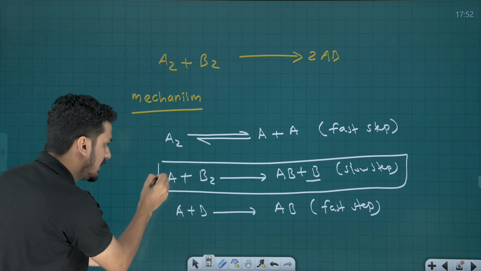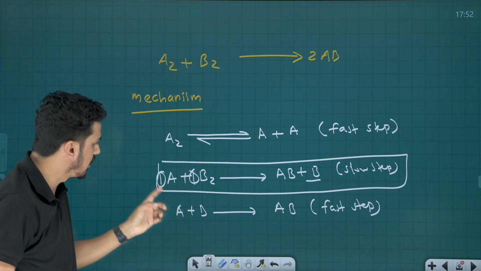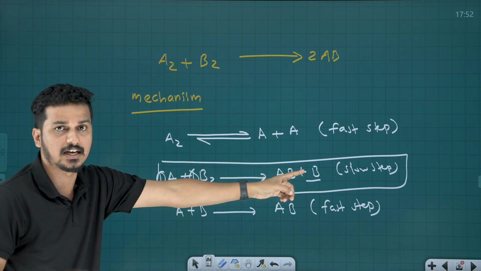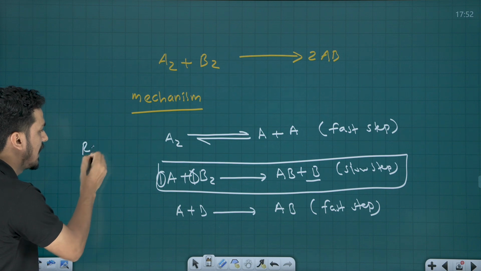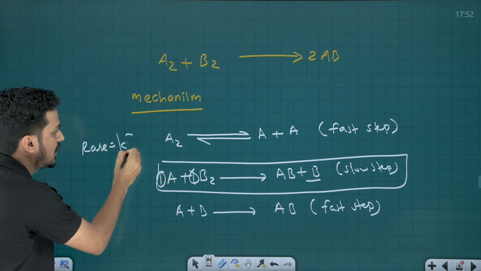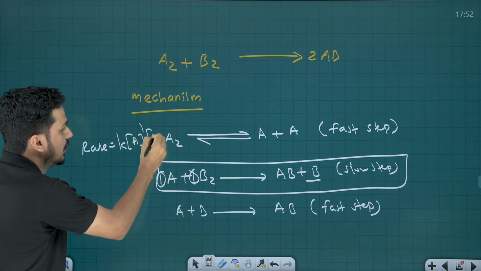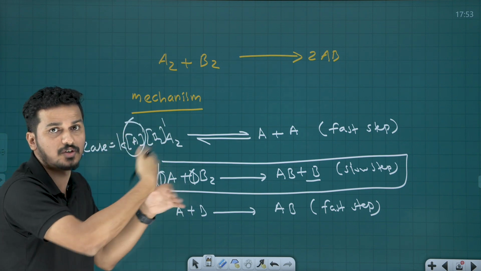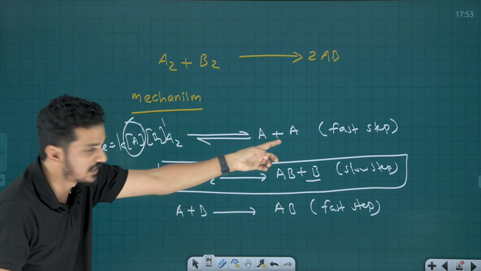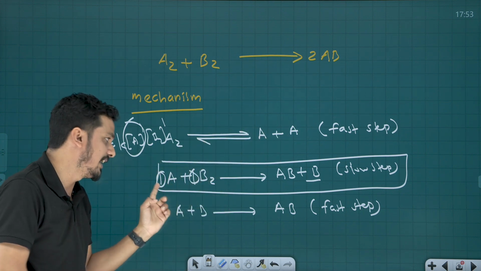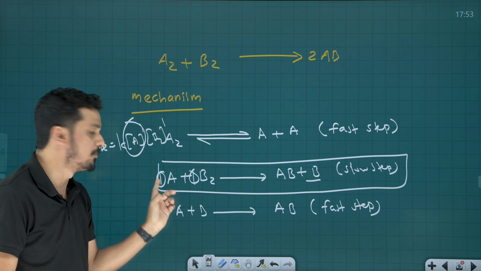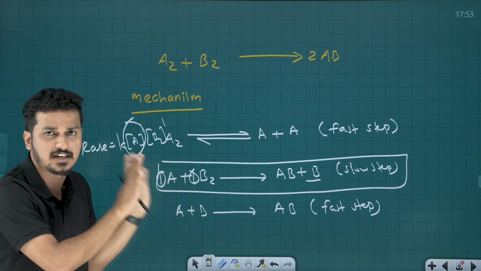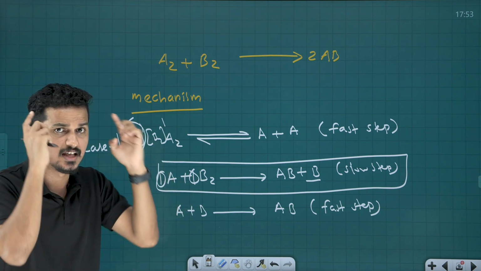From that, the order is 1 plus 1, 2. Molecularity is also 1 plus 1, 2. So order and molecularity will be the same for the slow step. Keep that idea in mind. So once we write the rate law, rate is equal to K into A raised to 1 into B2 raised to 1. But this A is not there in the main reaction, so we have to substitute it from the other equation. The molecularity is 2, but the order is not exactly 2; we will get it as 1.5. That kind of question will be there. Keep that idea in mind.